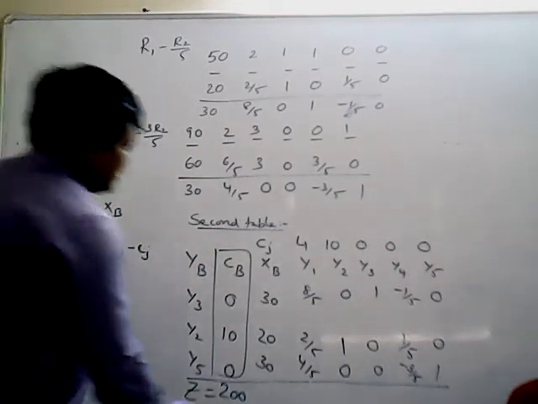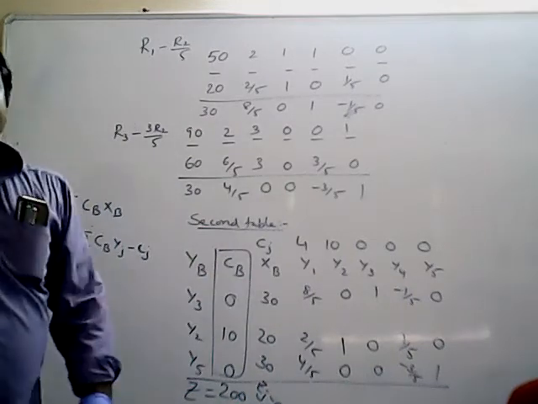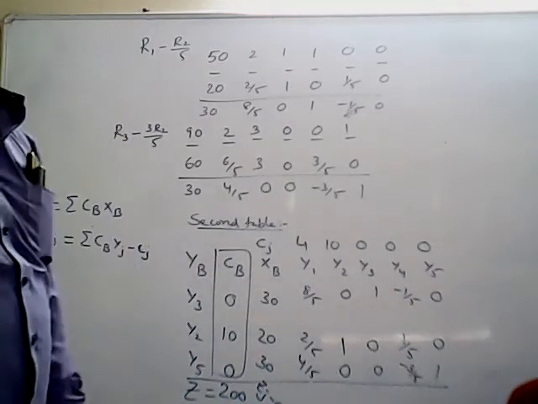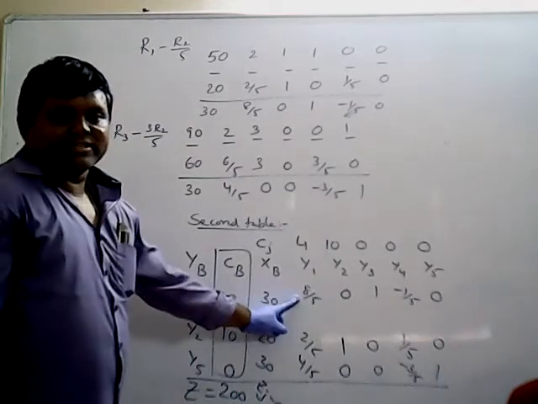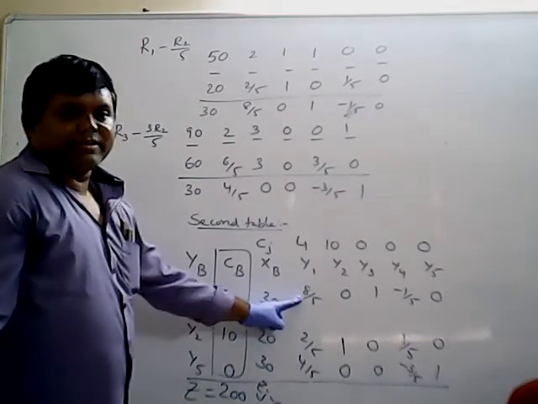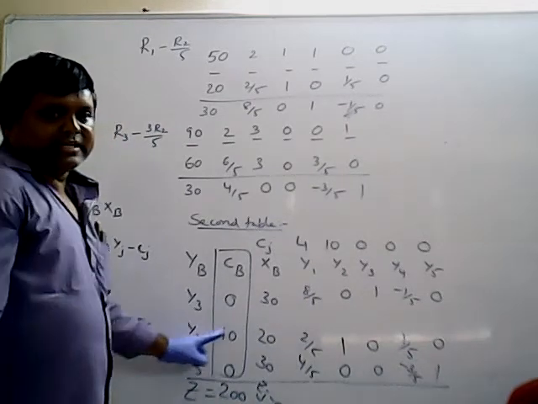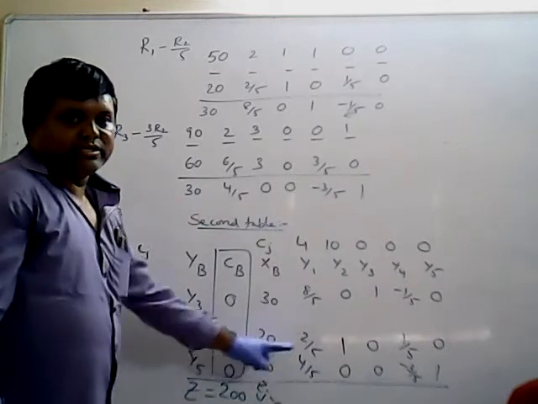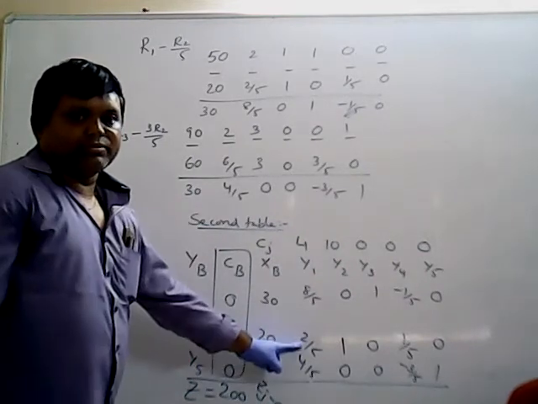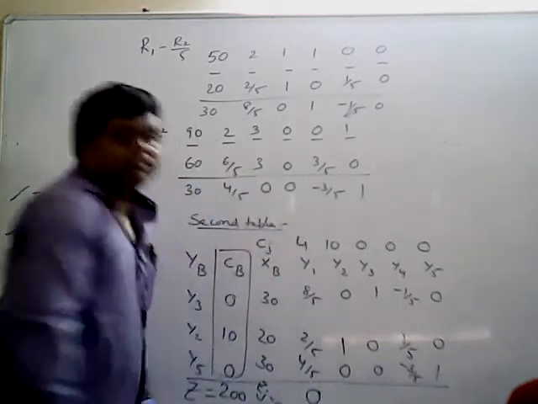Next, you have to calculate the net evaluation, denoted by Zj minus Cj. The formula is CB into Y1. 0 into 8 by 5, 0. 0 into 4 by 5, 0. 10 into 2 by 5 means 5 ones are 5, 2 twos are 4. So 4 minus 4 is 0.